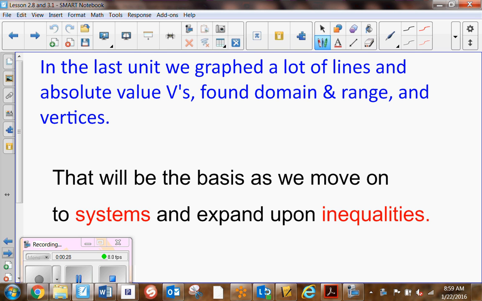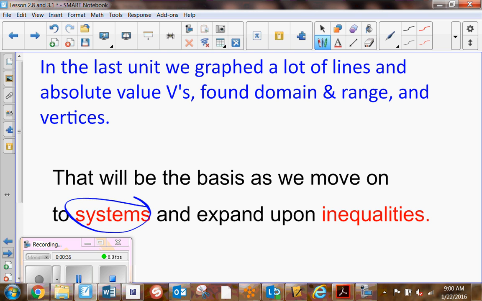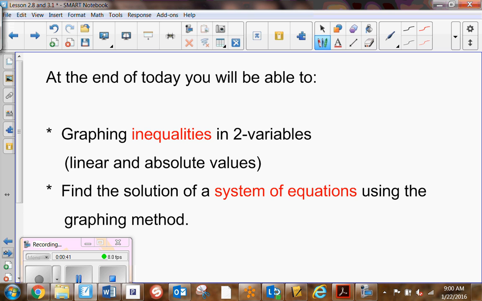And all of that we talked about in the last unit will be the basis as we move on to systems. What exactly are those? And then we're going to continue and grow the system with our inequalities. So at the end of the day today, you'll be able to graph inequalities in two variables. You already know how to graph equations in two variables, linear and absolute value. We did that last week. And then we will also move into finding the solution of a system of equations using the graphing method.